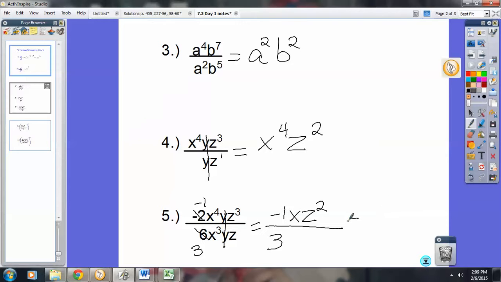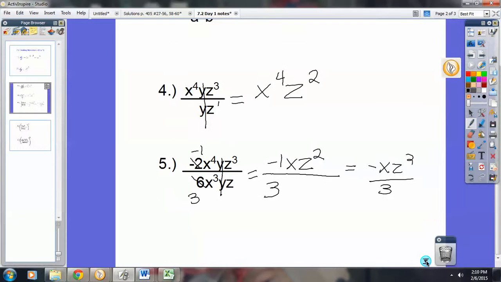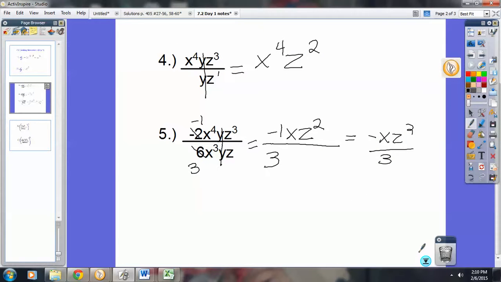I will take your answer written this way, or you could have negative x z squared all divided by 3. Either one, they're the same thing. So if you're grading an assignment and somebody had one or the other answer here, I would be okay with both.